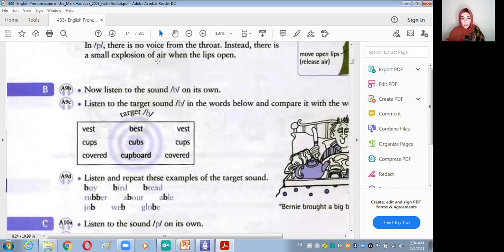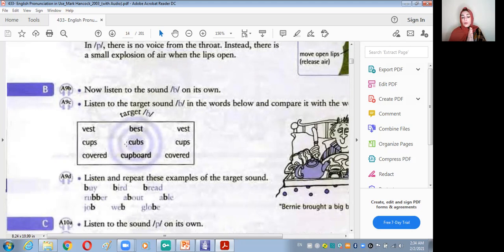Okay, here we want to target the b sound, and we will firstly pronounce some words that focus only on this sound and other sounds to make a comparison between them. And then in the next section, we're going to focus only on the words that contain the target sound. Okay, so in the second row, we have cubs, and the word cups. So cubs with b sound and cups with p sound.